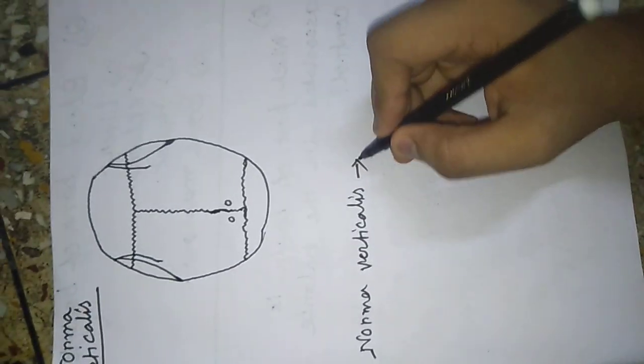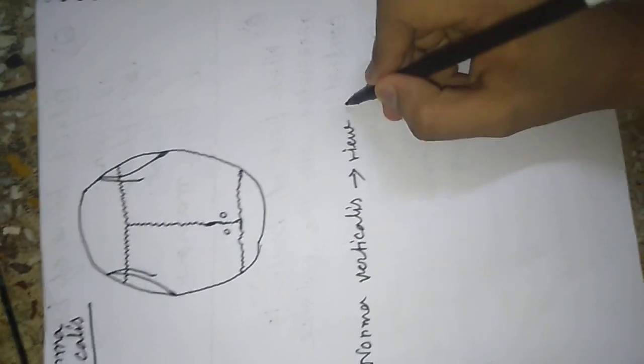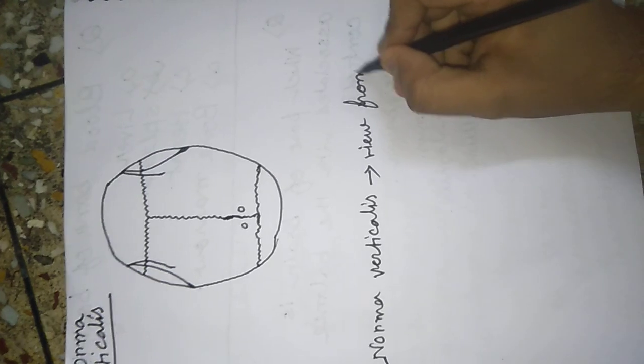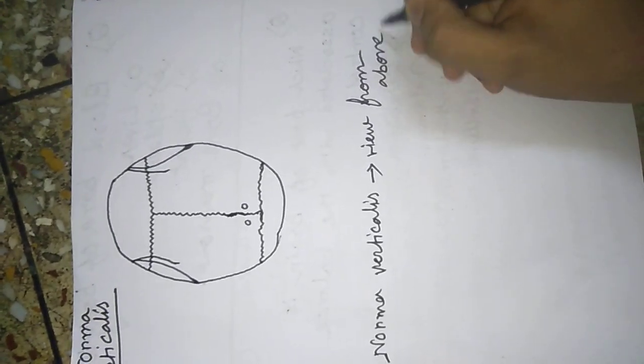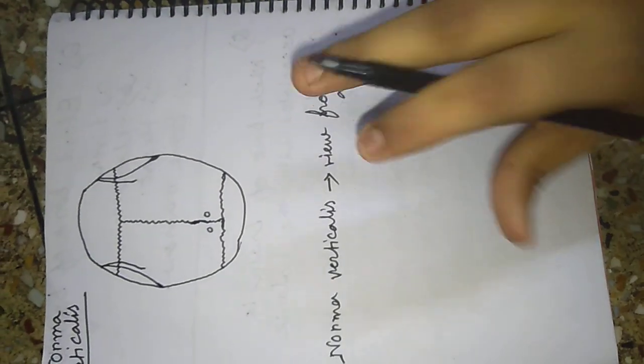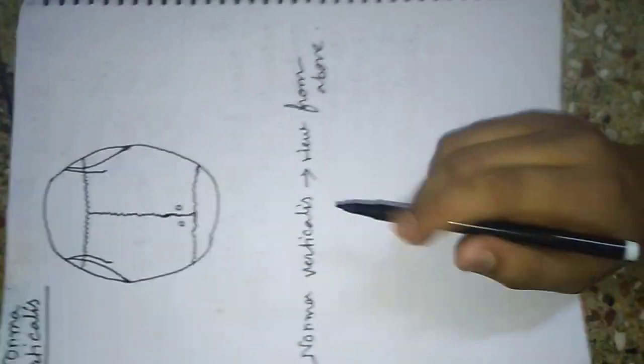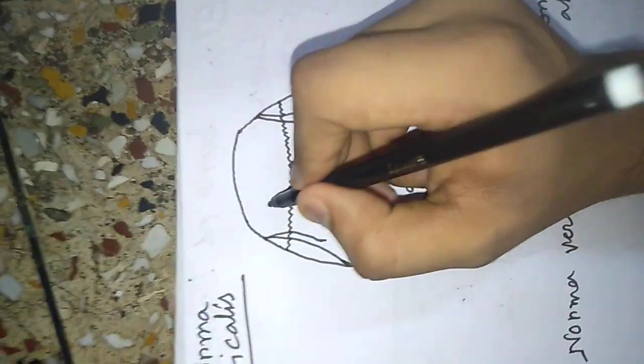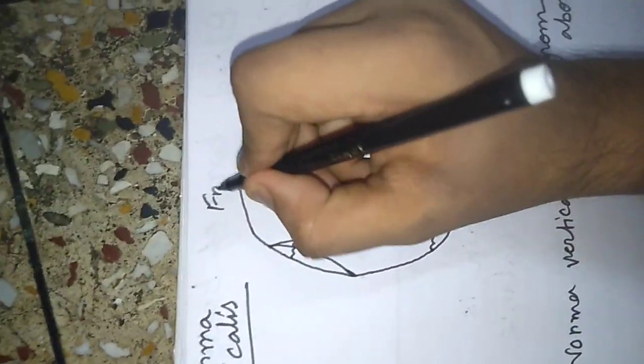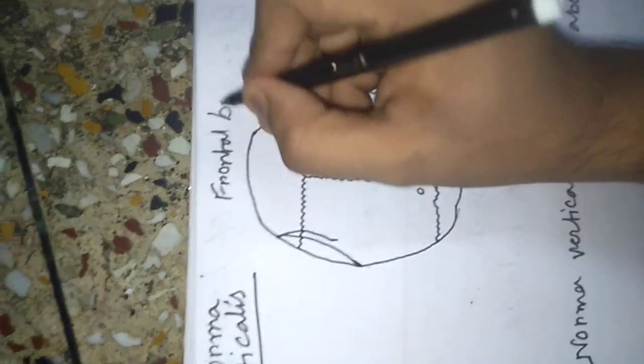View from above, I mean the superior view, the outline of the skull when we see it from above. Okay, then this is the frontal bone.